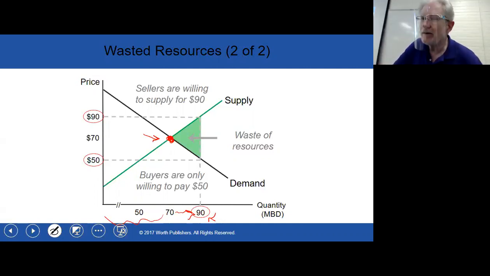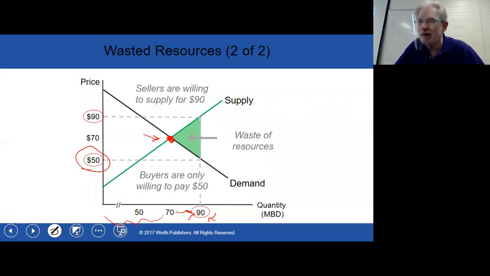But if somehow the government has done something that causes us to go out to 90, that's inefficient. Because what is the 90th unit worth to a consumer, given the demand curve there? The 90th unit is only worth $50 to a consumer. Based on the supply curve, what does it cost to produce that 90th unit? It costs $90.